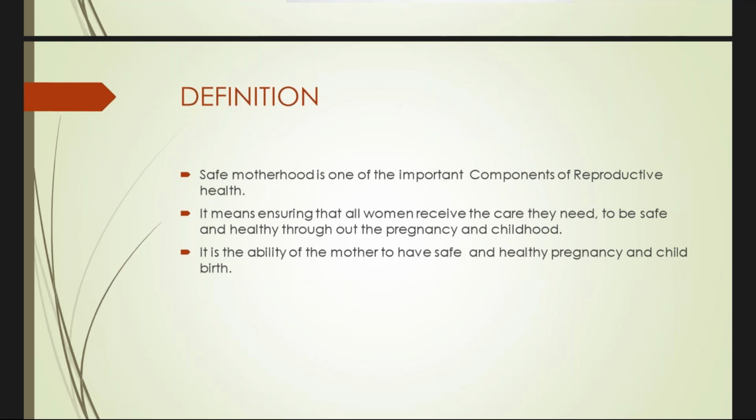So this means ensuring that all women receive the care they need to be safe and healthy throughout the pregnancy and after pregnancy and during childhood also. So it is the ability of the mother to have a safe and healthy pregnancy and childbirth. We will try to ensure that she is safe starting from conception, even during adolescence also.